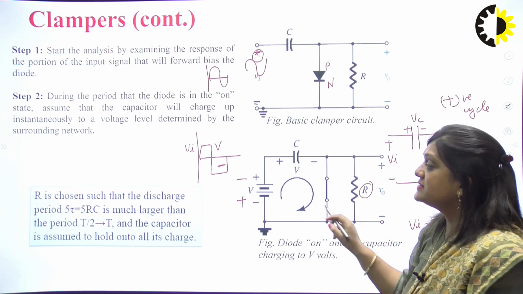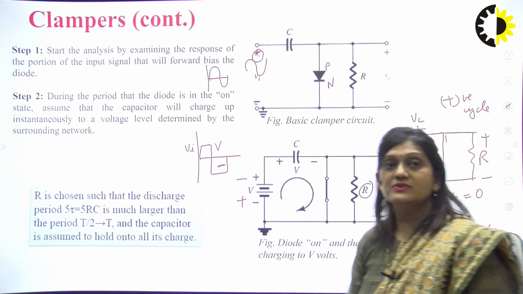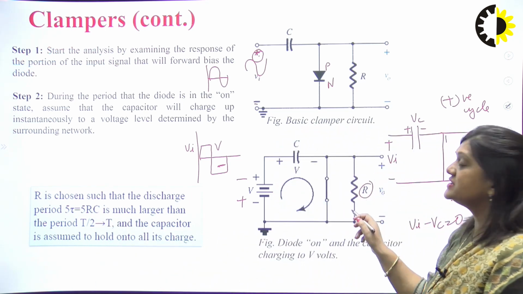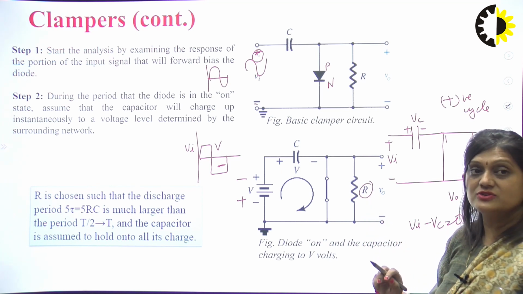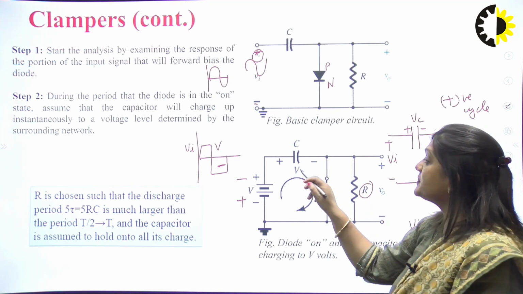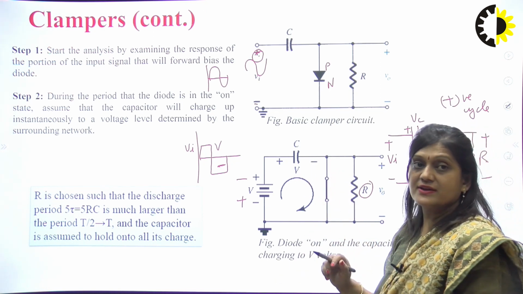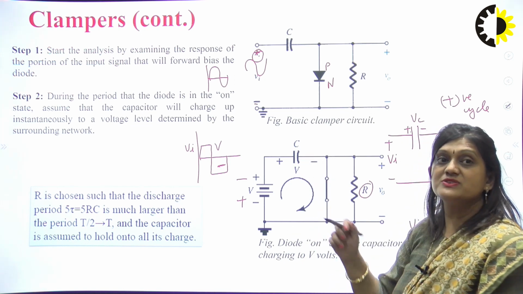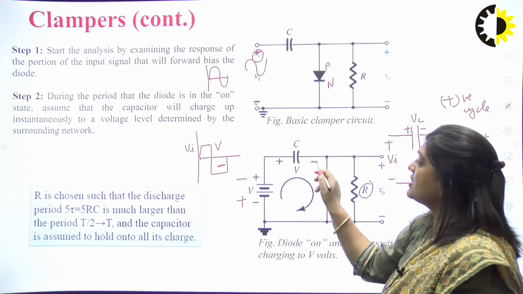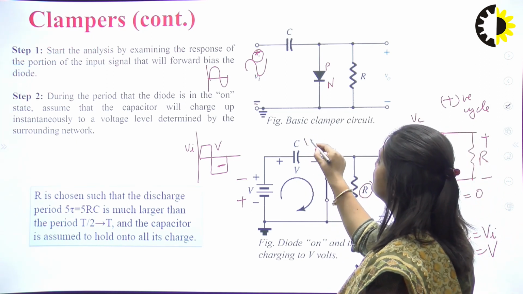This resistance provides almost 5 times the time constant. That's why the discharging time constant is very high, because the value of the resistance is very high. So the capacitor will not discharge through this resistance in the negative half cycle. It will hold all the charge that was developed during the positive half cycle. So in the negative half cycle, the same charge will be there. It will be charged up to the potential V.